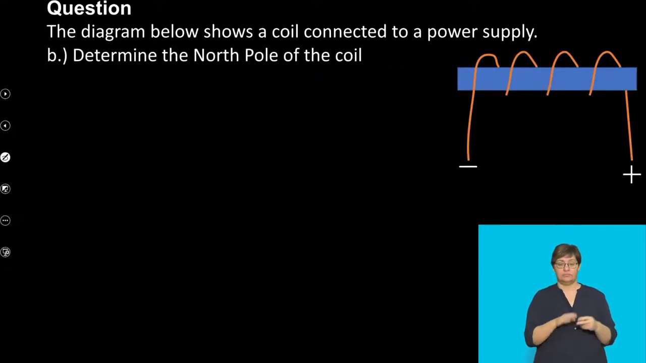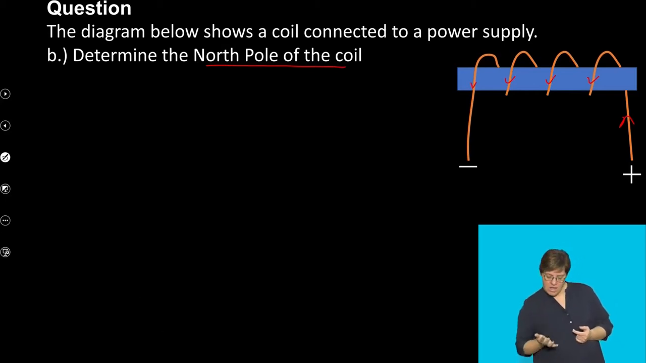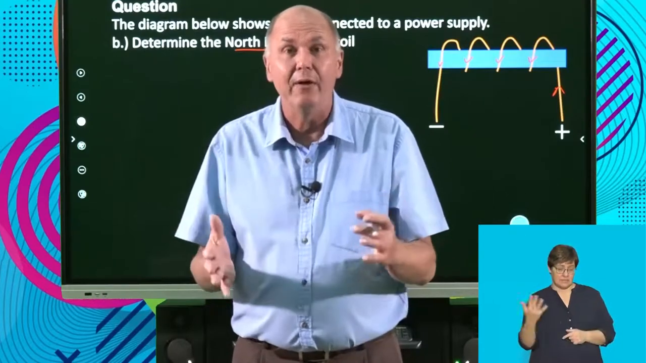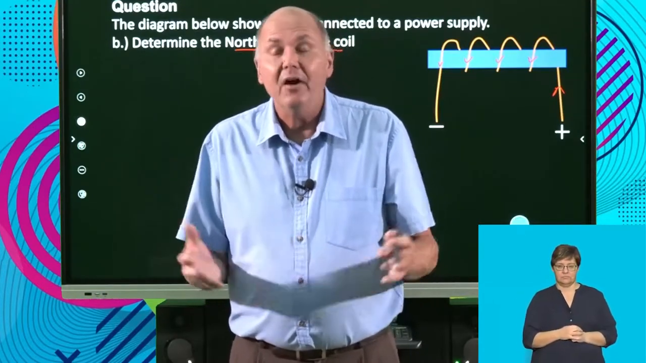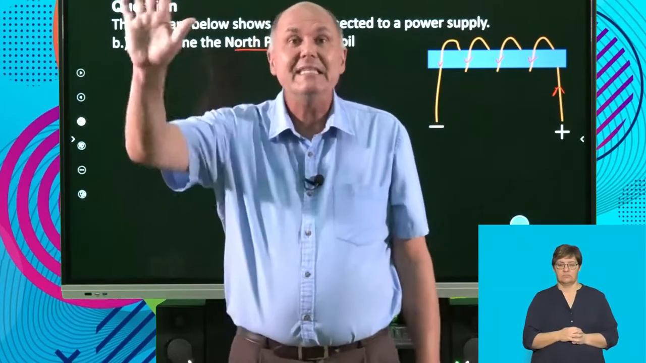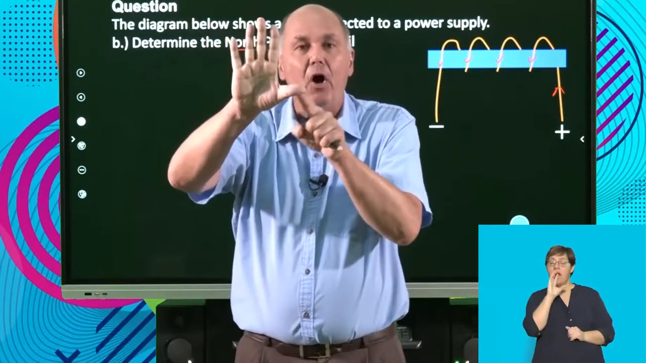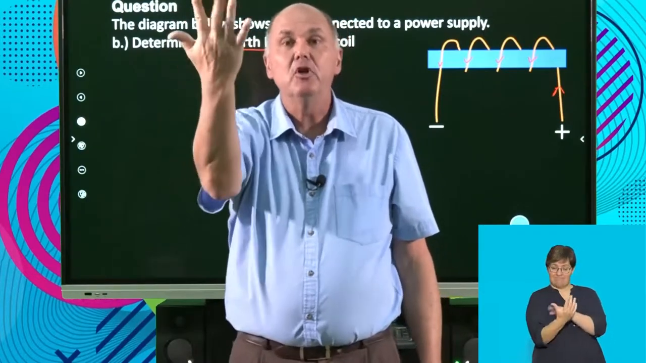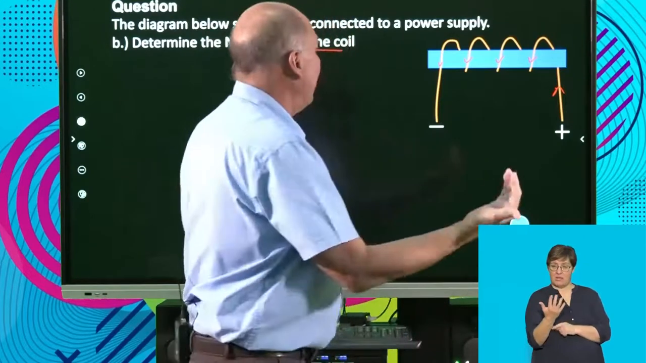Next question. It says, determine the north pole of the coil. So let me just quickly put those arrows in again and recognize that the current is in that direction, and we have to use one of the two laws or two rules to find the direction of the north pole. Now, in a solenoid, a coil, it's easiest to use the right-hand solenoid rule. Remember, we're asking for the pole. So there's one pole. So we're going to use the thumb for the pole, and we're going to use the many fingers to show the direction of the current.